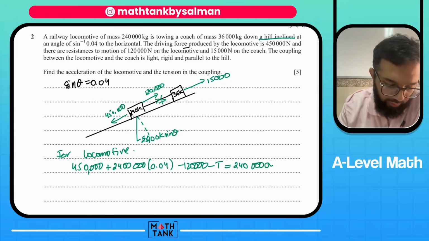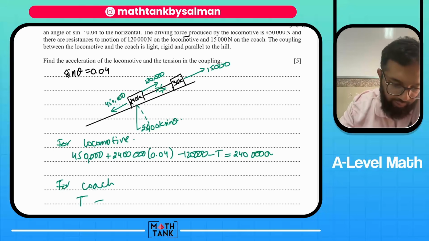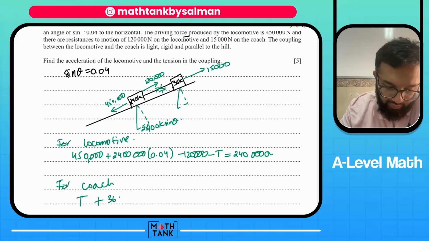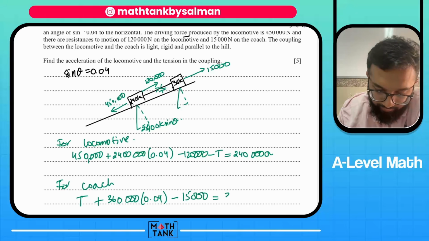For the coach, what is driving it? Tension is driving it. And its weight is also driving it, so 36,000 g times 0.04, basically mg sine theta. And then what is resisting it? 15,000 is resisting it, equals ma.